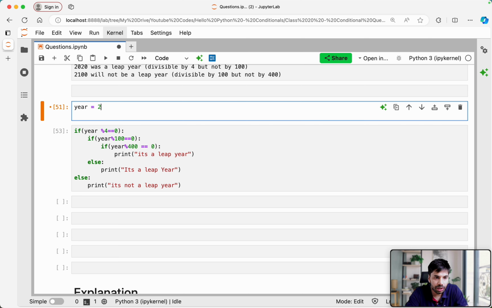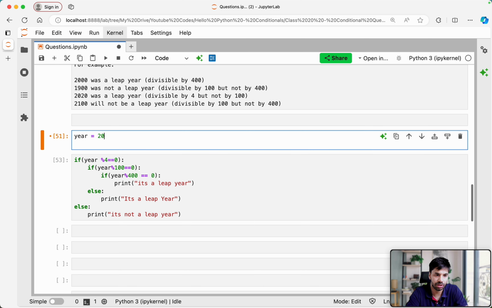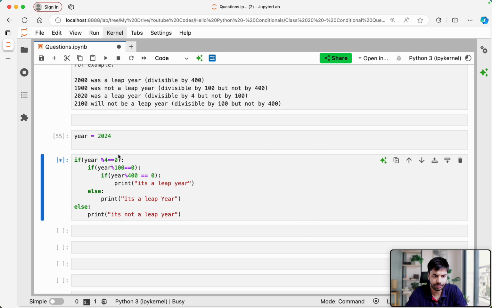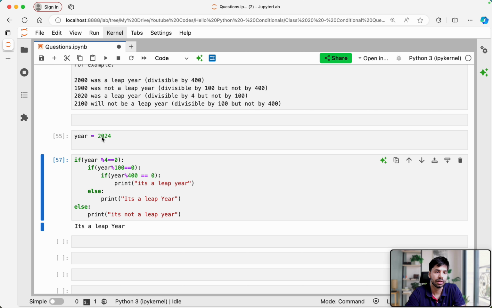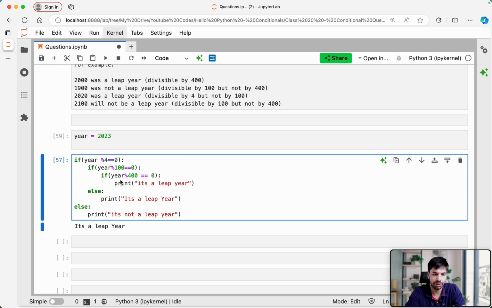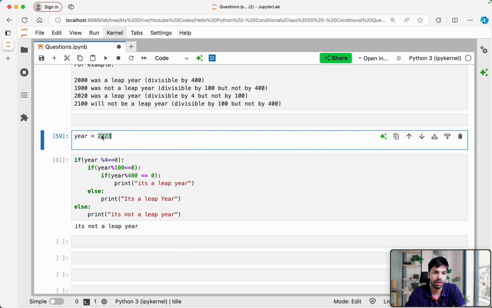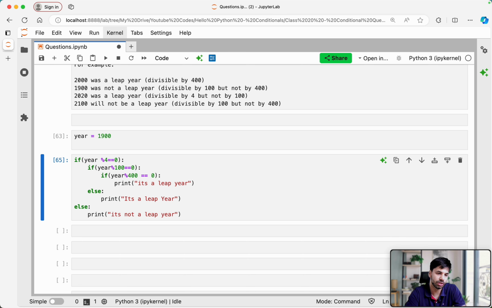Okay, let us first take some examples which are pretty straightforward. So 2024, it's a leap year. Let us take maybe 2023, it's not a leap year. Now let us take 1900 and see why the output was not coming, because it is very important to understand. This is the mistake which many students make, which they are not aware of. So pay attention to what happened.